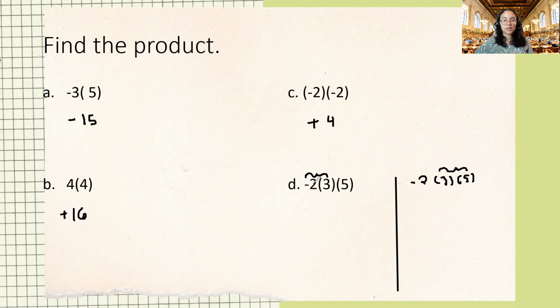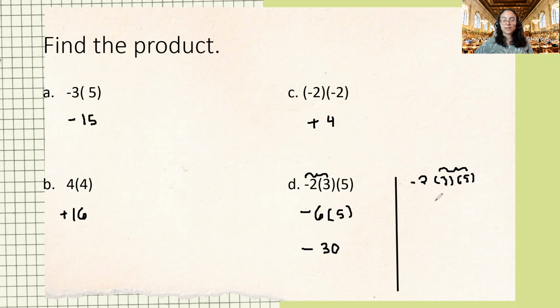If I start with -2 times 3, I have a -2 times a positive 3. I know that my answer is going to be negative, because a negative times a positive will give me a negative answer. 2 times 3 is 6. Now I can bring down my positive 5, and I have a negative number times a positive number, so my answer is going to be negative. 6 times 5 is 30, and our result is -30.